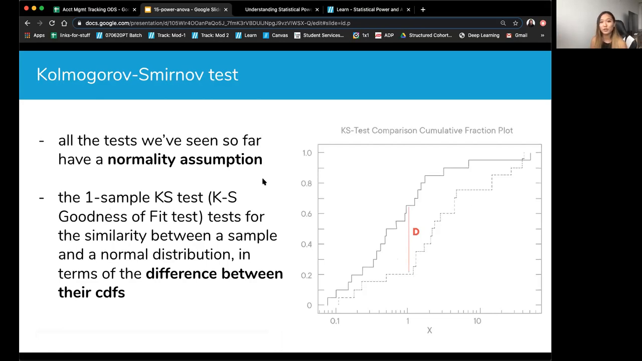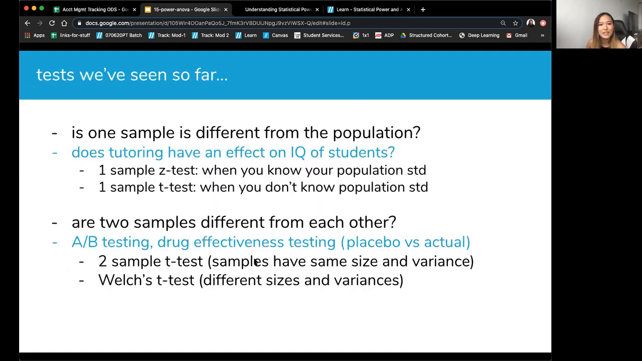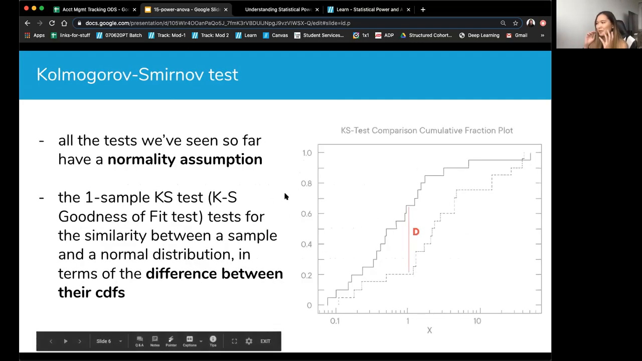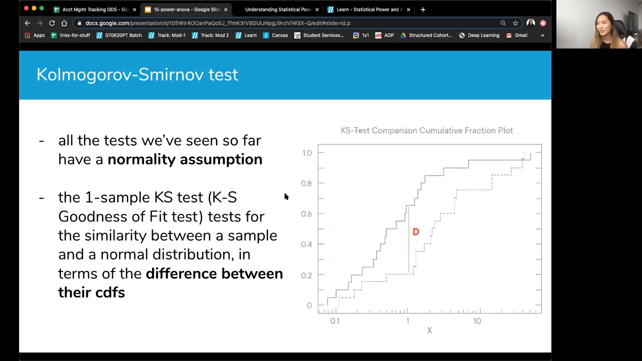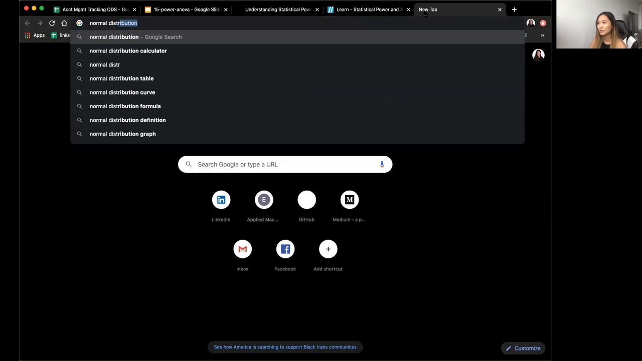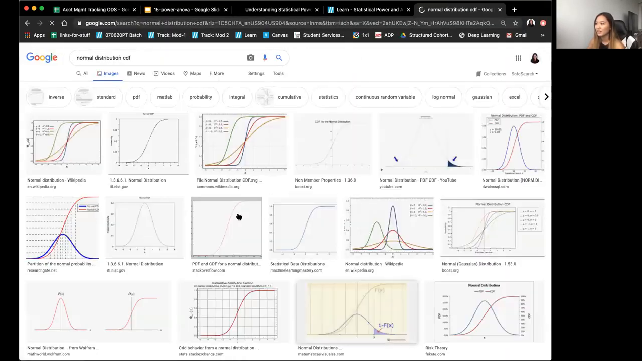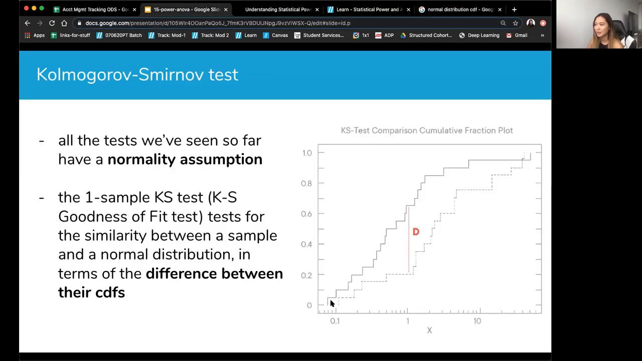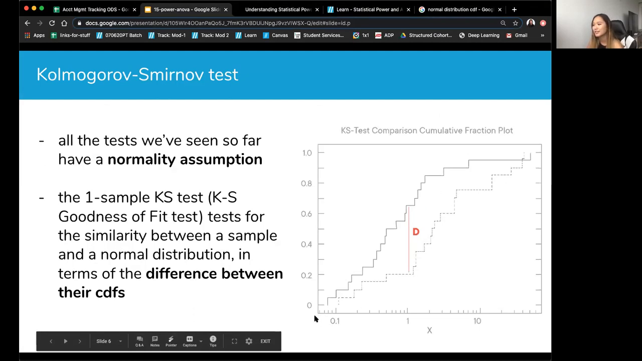What you do with that information could be useful for certain modeling techniques, or for determining the validity of these tests, because these tests would be more valid if your samples come from a normal distribution, if that makes sense. So how this works is it is comparing the cumulative distribution function, the CDF, of your sample to the CDF of a normal distribution. If you all remember, the PDF is the one that looks like a bell curve, but the CDF is the one that goes from 0 to 1. Let me quickly Google an image of that. The normal distribution CDF looks something like this shape. So what you're doing in a KS test is comparing the CDF of your sample to the CDF of a normal distribution.